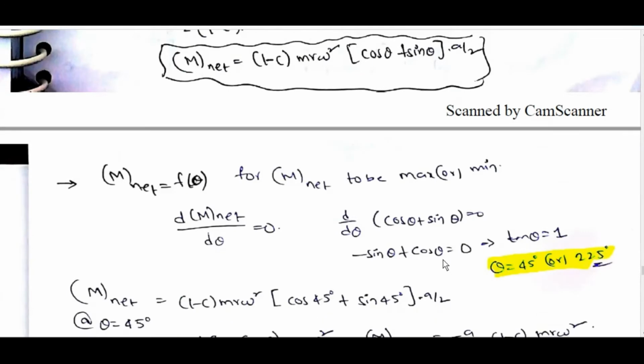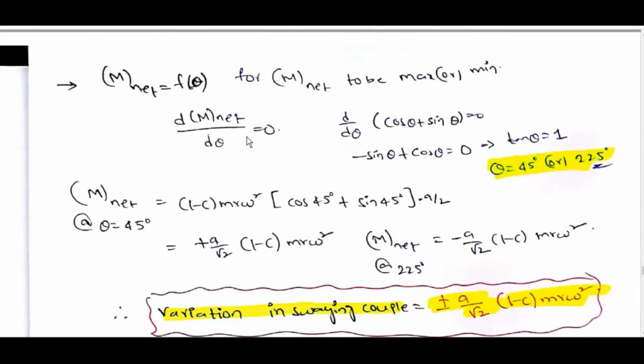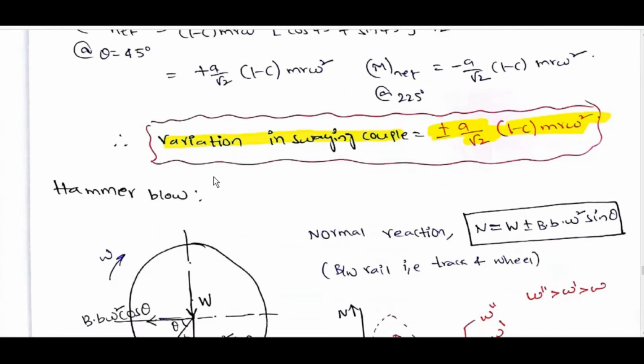For M net to be maximum or minimum, dM net by d theta is equal to 0. This gives a by root 2 (1 minus c) m r omega square minus a by 2 into 1 by a by root 2 (1 minus c) m r omega square, at 225 degrees and at 45 degrees. Variation in swaying couple is equal to plus or minus a by root 2 into (1 minus c) into m r omega square.